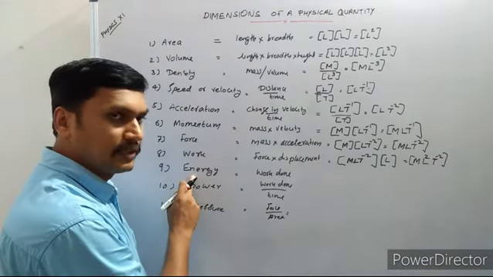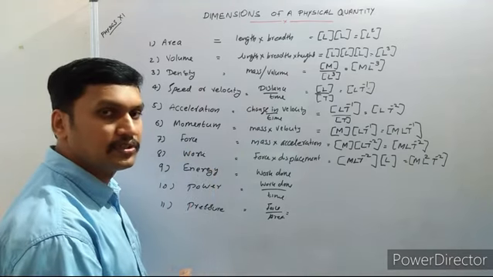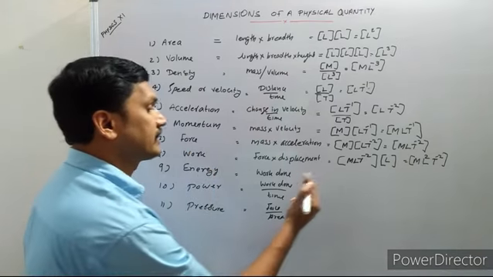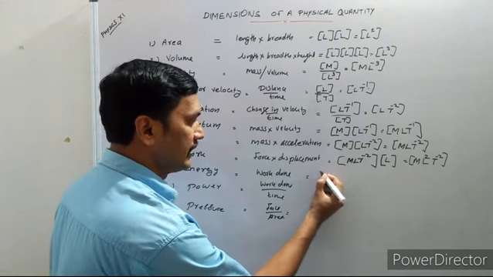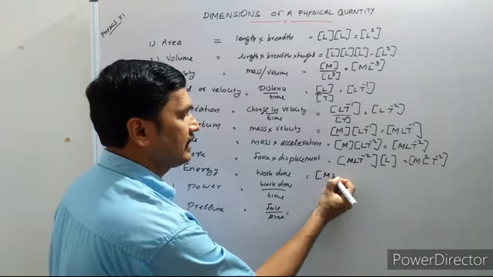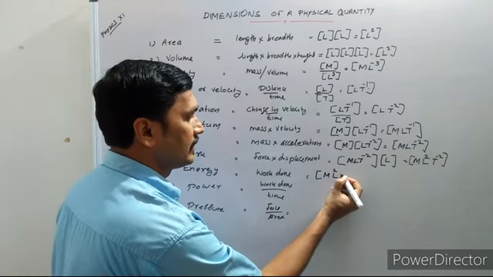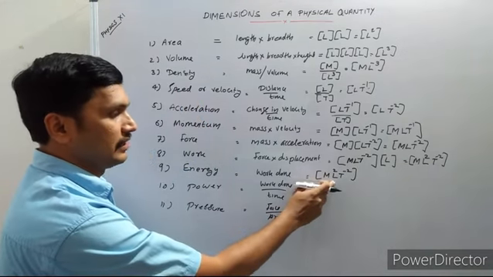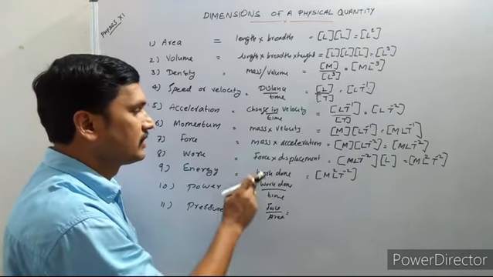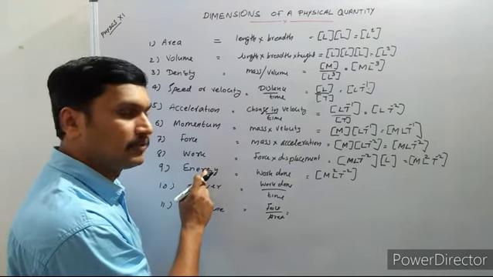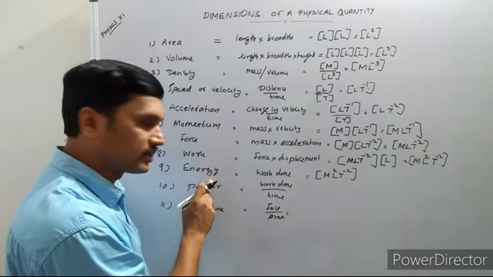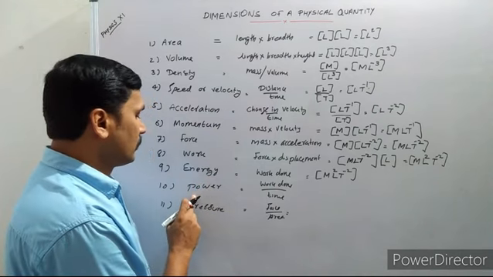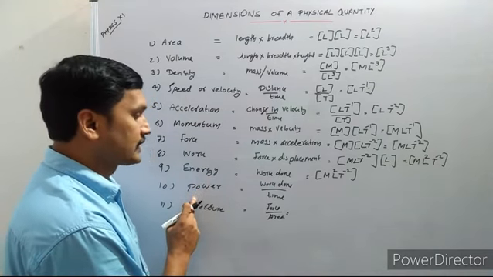Now energy. Energy is nothing but the ability to do work, or energy is actually the work done. So the dimension of energy and work are the same: M L raised to 2 T raised to minus 2. Because work done is known as what? Energy.